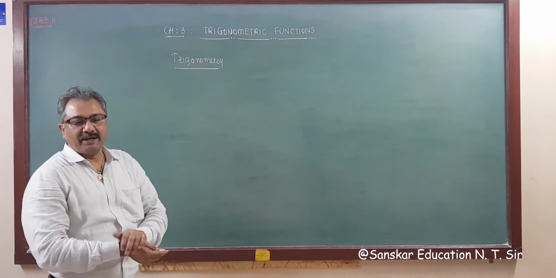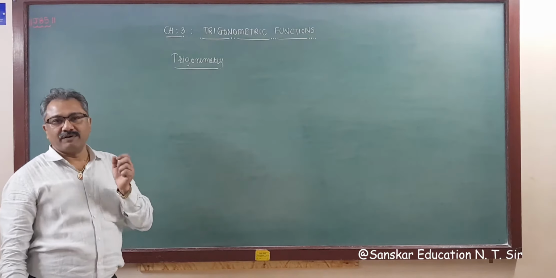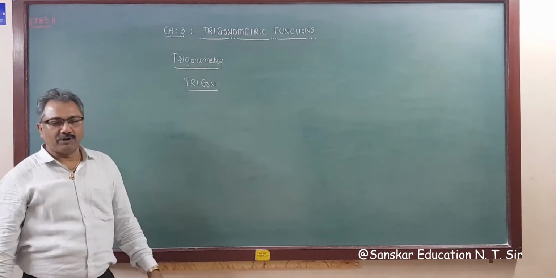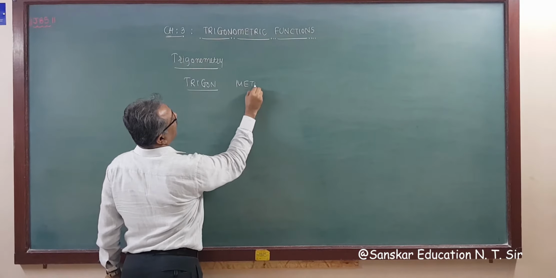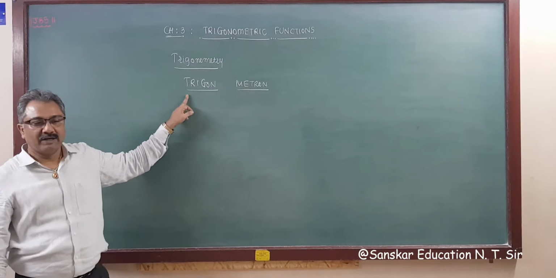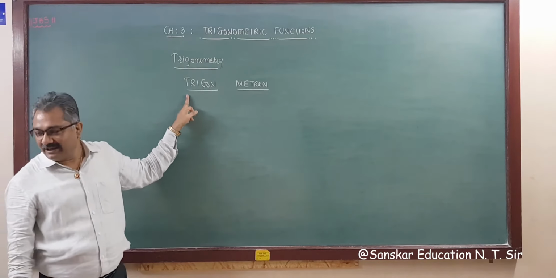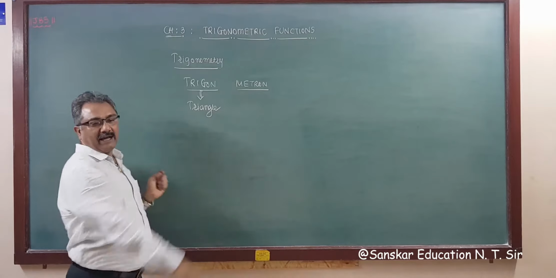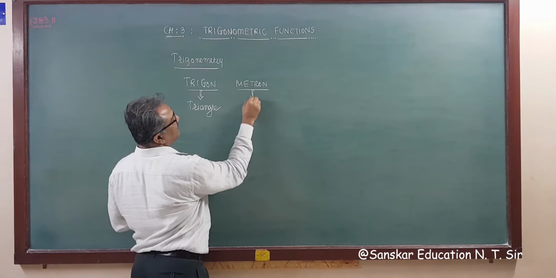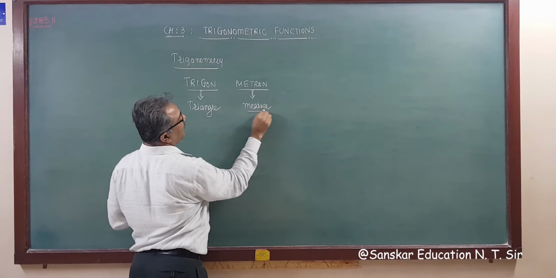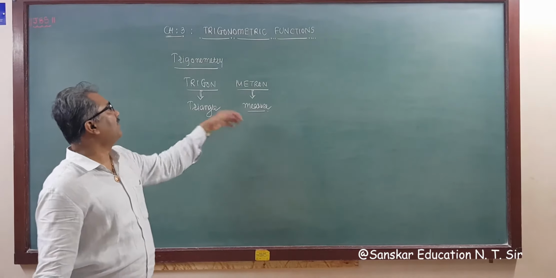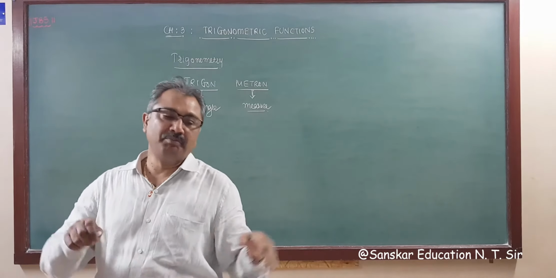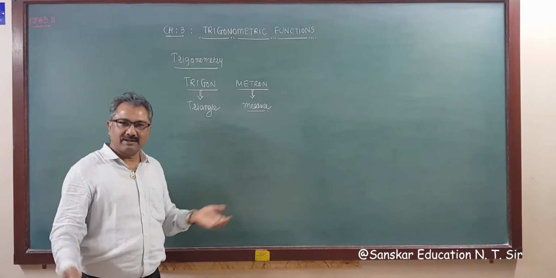The word trigonometry is derived from the Greek words trigon and metron. The meaning of trigon in English is triangle, and metron means measure. So trigonometry means measure of a triangle. Trigon is triangle and the meaning of metron is measure. So the measure of the sides of a triangle is trigonometry.